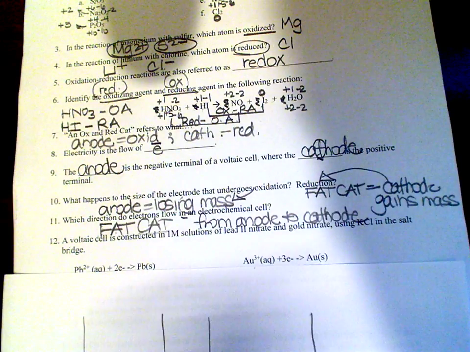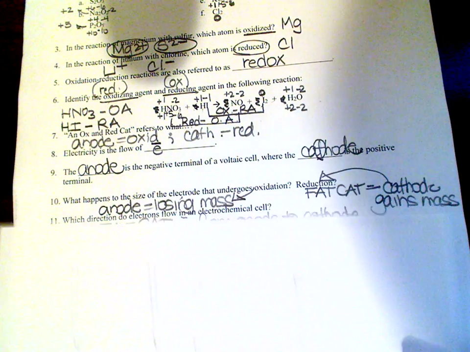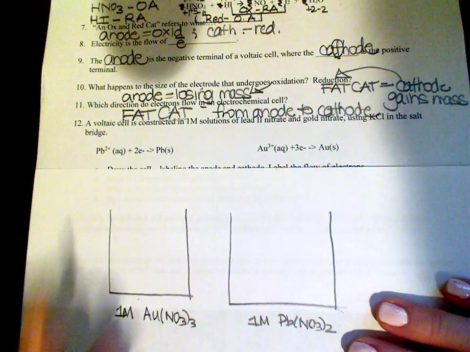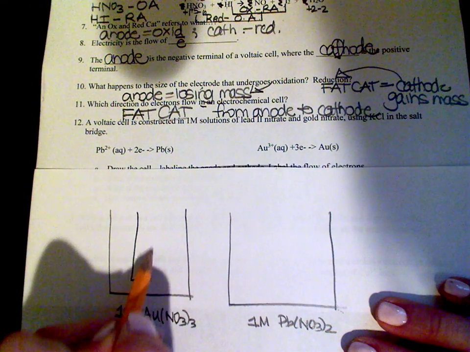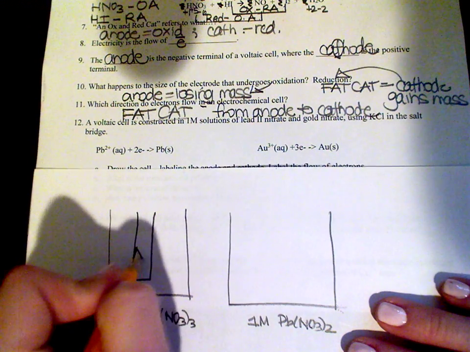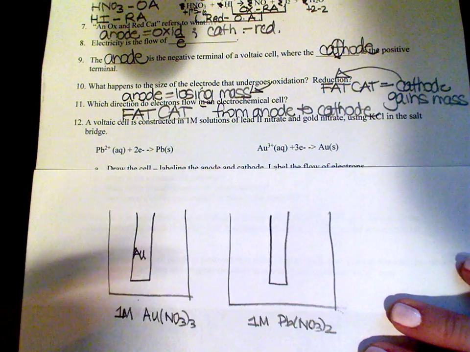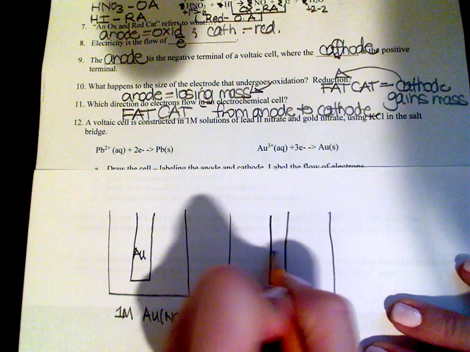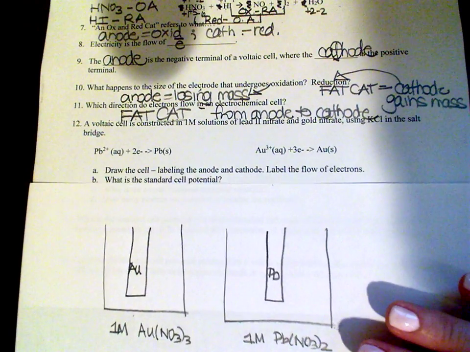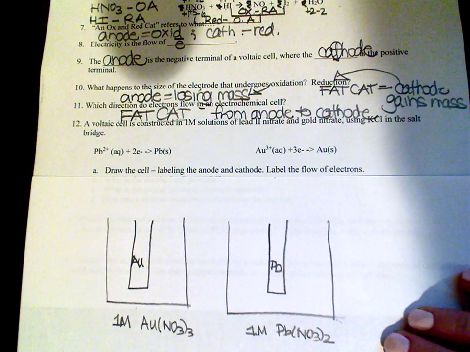PbNO3. And so in the gold half cell, sorry you can't see this, in the gold half cell, I would need to have a gold electrode, so I'm just going to put Au, and in the lead half cell, I would need to have the lead electrode, Pb. All right, label the anode and cathode.